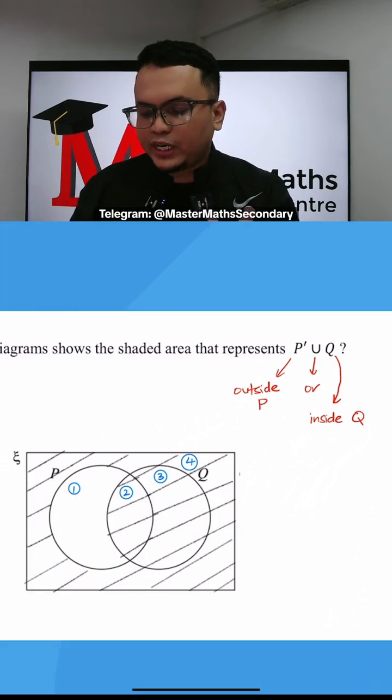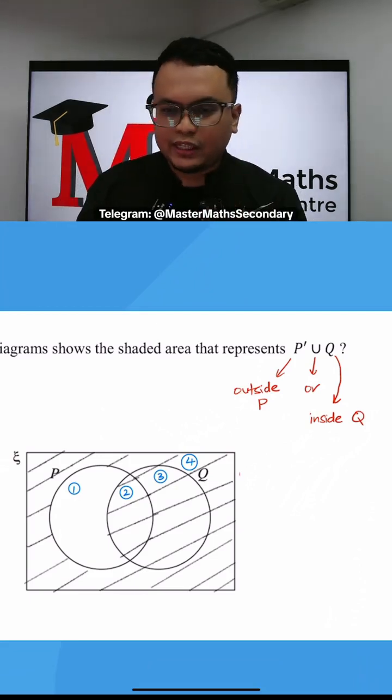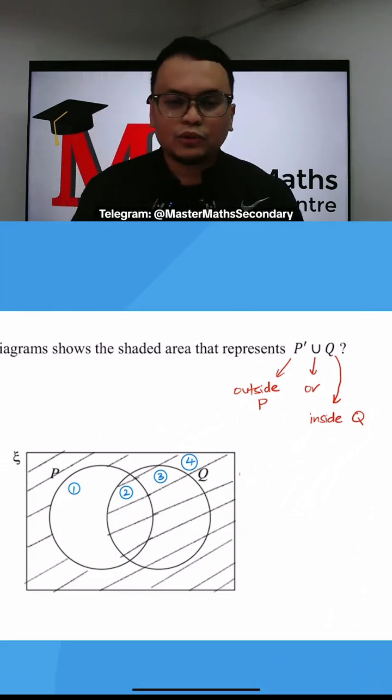Region 3, why do I shade region 3? Because region 3 is also inside of Q. So I shade. And region 4 is the region where it is outside of P. So it fulfills the first condition.